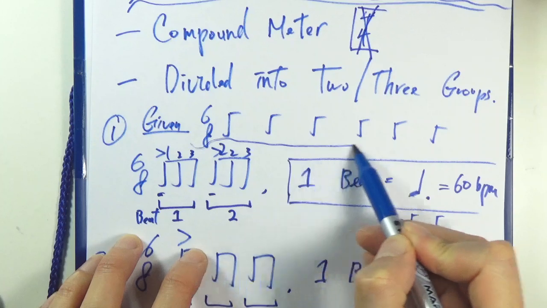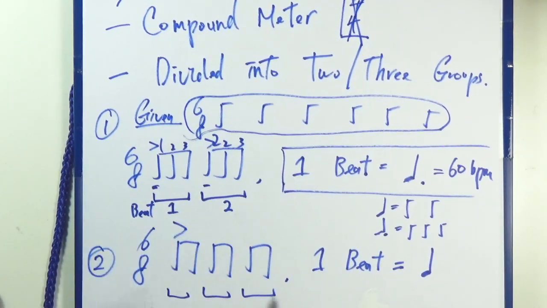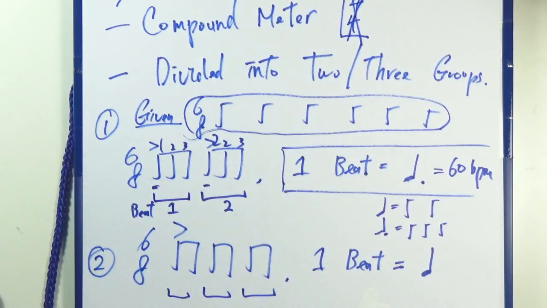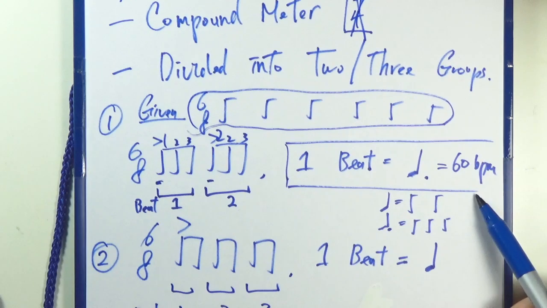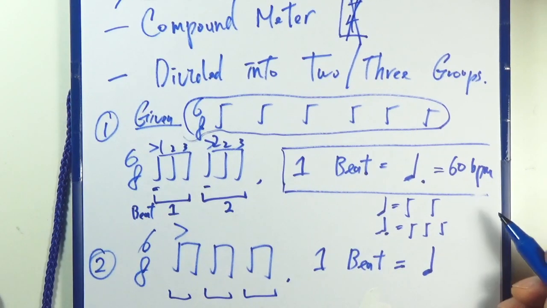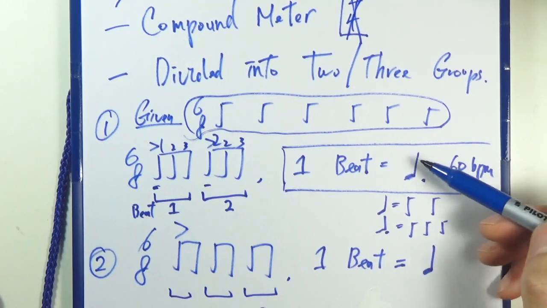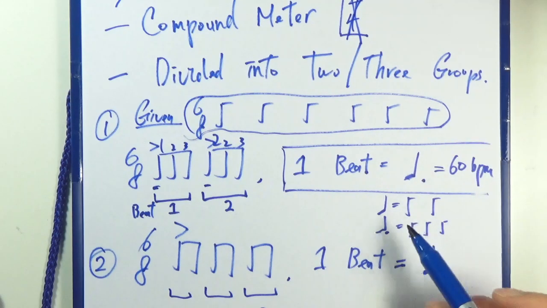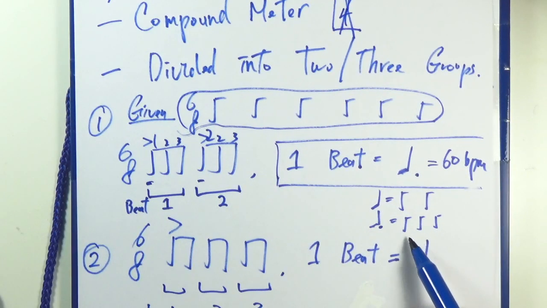All right. It can be divided in groups of 3, hence 2 beats. All right. So let's pretend that you have a metronome that's set at 60 beats per minute. And each beat, each click of the metronome is actually equal to a dotted quarter note. So remember, a dotted quarter note is equal to 3 eighth notes.